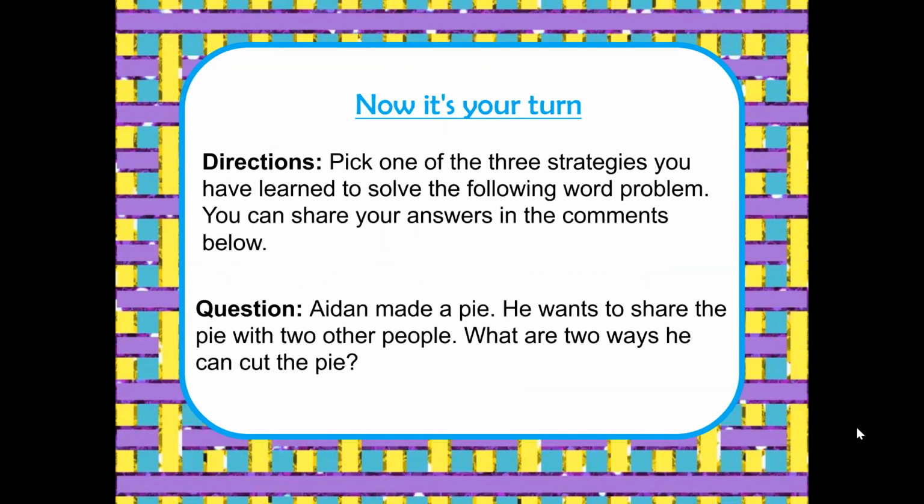Okay, guys, now it's your turn. So I want you to pick one of the three strategies that you've learned today to solve the following word problems. You can share your answers in the comments below. The question that you're going to be solving is Aiden made a pie. He wants to share the pie with 2 other people. What are 2 ways he can cut the pie? So take a minute, review this video, pick your favorite strategy, and solve that question. Remember, we want to see your answers in the comments.